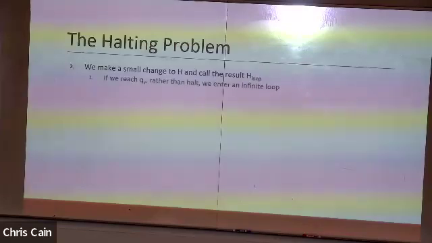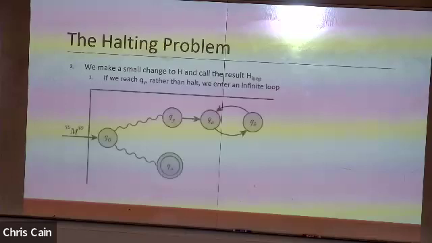And we call it H sub loop because if we reach Q sub Y, which tells us that M on W halts, rather than halt, we're going to ourselves enter an infinite loop. So basically we do this. Rather than halt from Q sub Y, making it a final state, we're just going to immediately transition into an infinite loop. Why? Because we can.